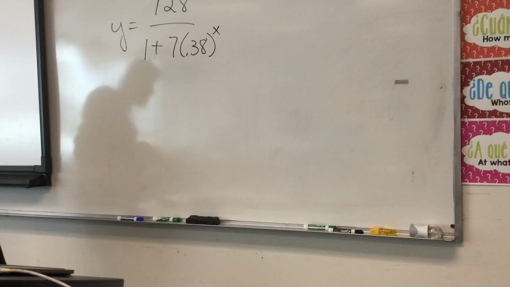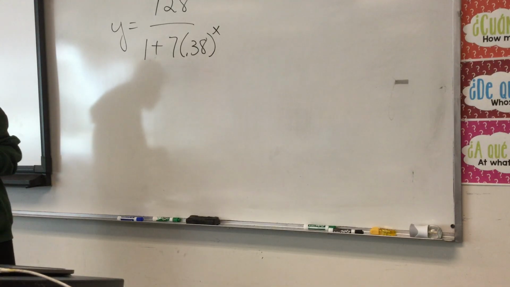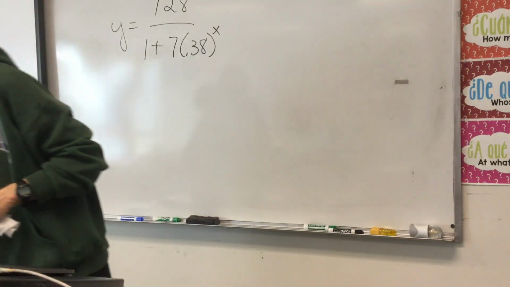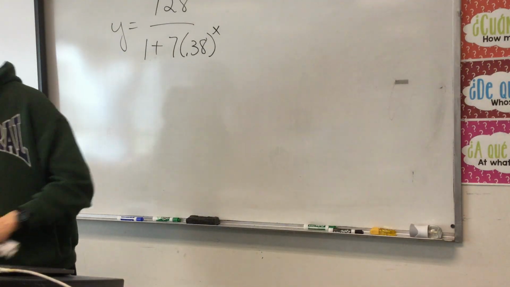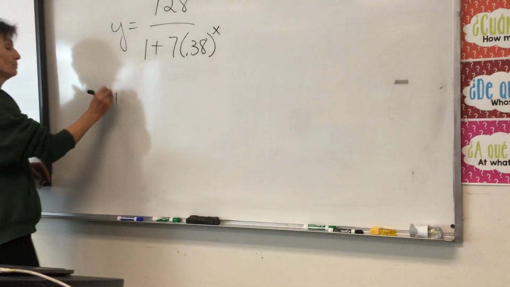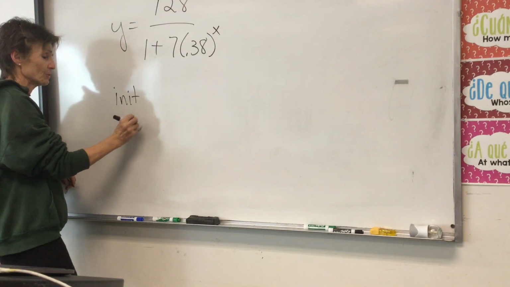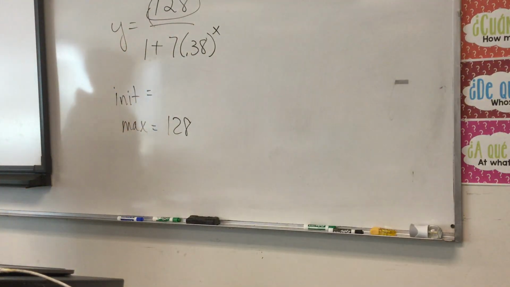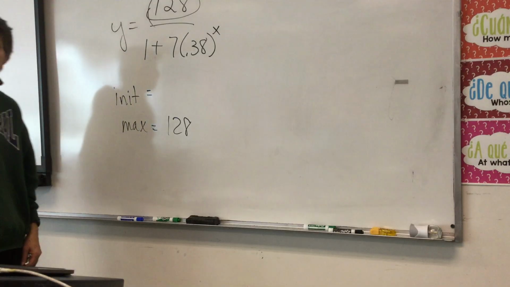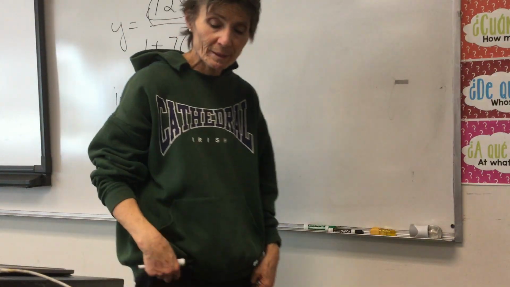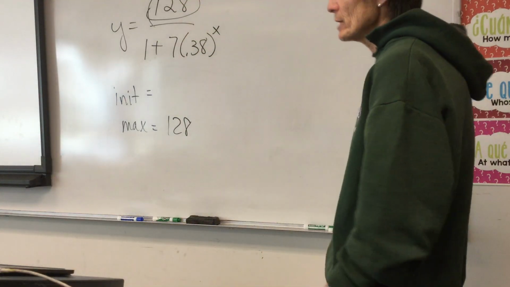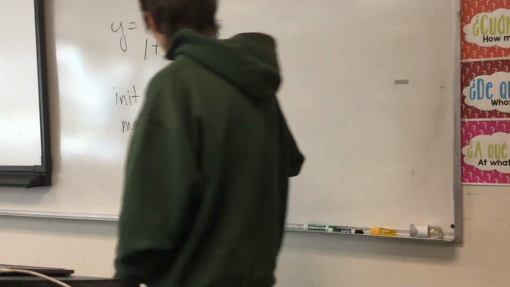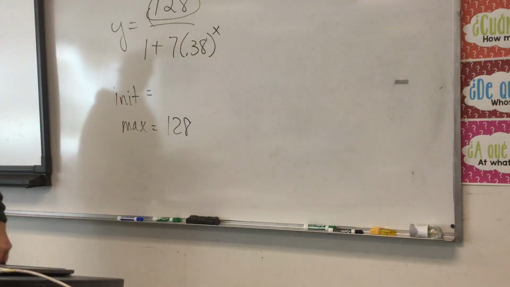The two questions on the practice quiz were, what is the initial value and what's the maximum value? The maximum value is right there, so that is easy. That's the limit to growth. That would be where your top horizontal asymptote would be if we were drawing a picture of it.